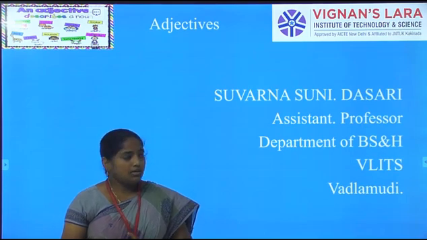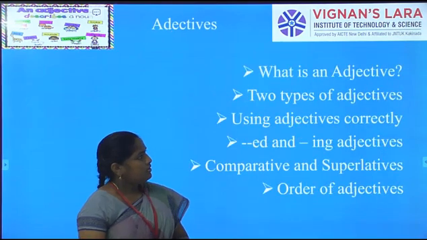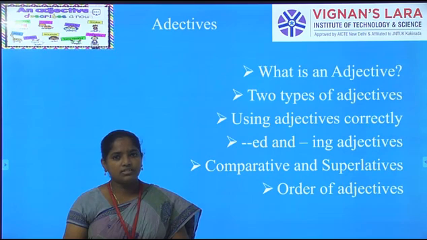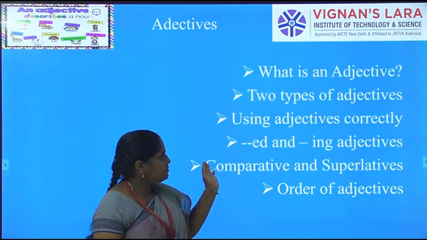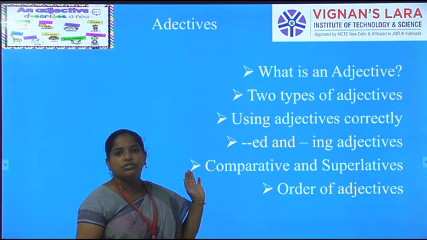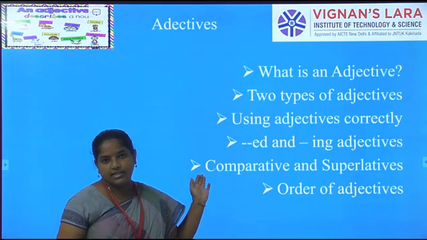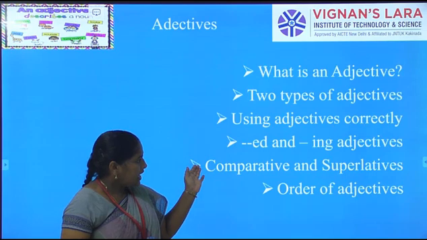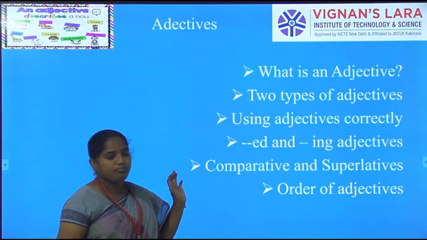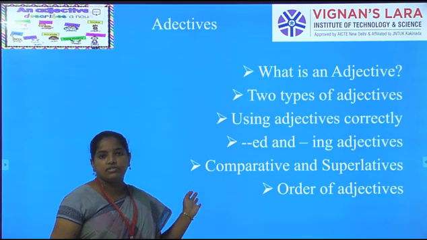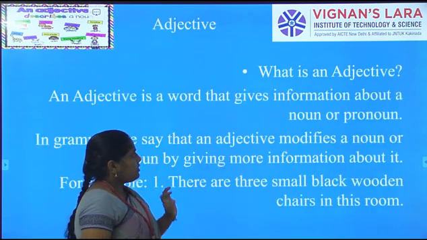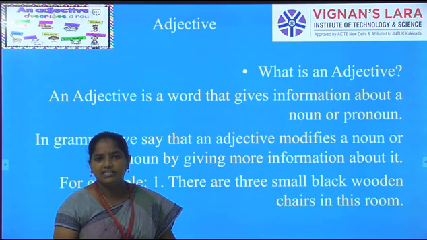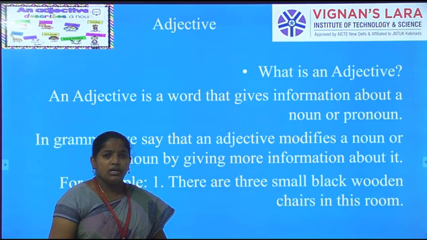In this section, I want to discuss these topics. First of all, what is an adjective? Then the two types of adjectives, using adjectives correctly, that is ed and ing adjectives, comparative and superlative adjectives, and next, the order of adjectives. Let me ask one question: what is an adjective?